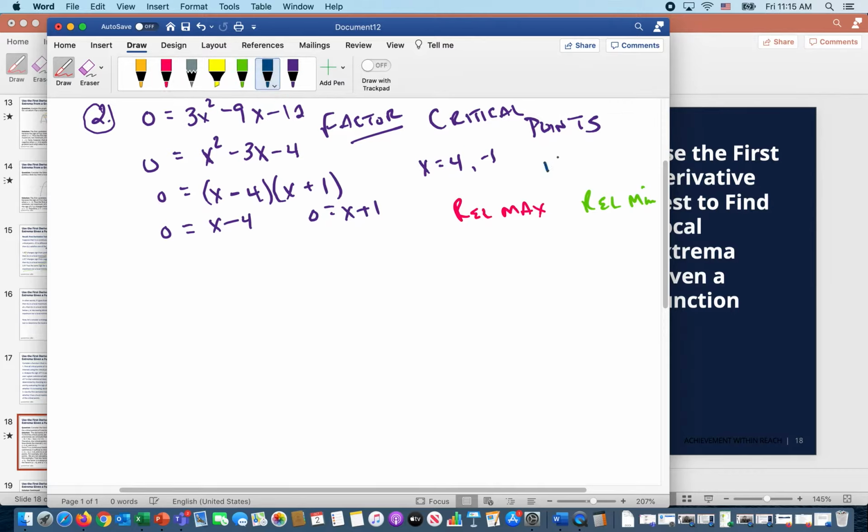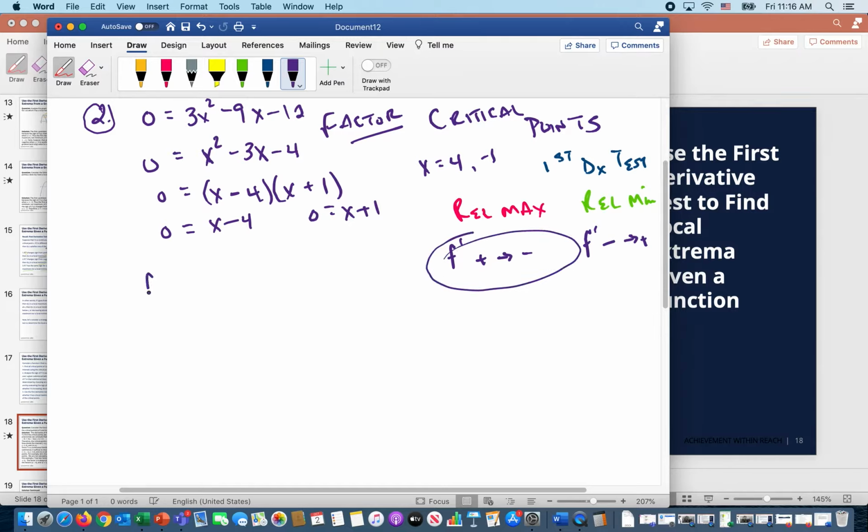So think about what the first derivative test says for just a minute, okay? The first derivative test tells us that if the derivative changes from positive to negative, we have a relative max. And if the derivative changes from negative to positive, we have a relative min. So here's how we're going to make that determination, right? Here's how we're going to do this part.